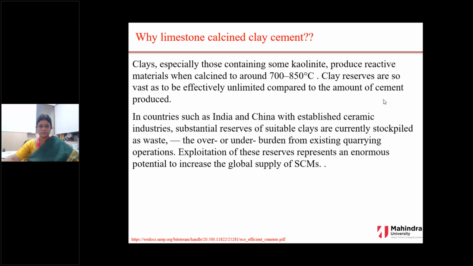produced. And if you look at India and China, with established ceramic industries, we have plenty of substantial reserves of clays, which are overburden or underburden from the existing quarries. So if you can exploit all these reserves, there will be an enormous potential to increase the global supply of these calcined clays.